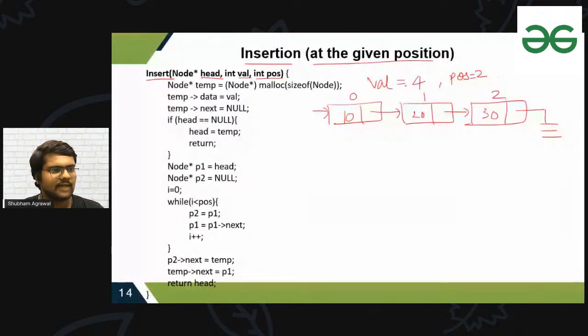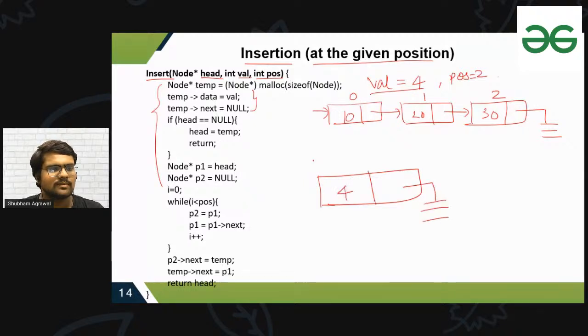So for that we have this algorithm. First we will create a new node. So this new node will be this node in which we have the val. So val is 4, so 4 will be there, and its next is pointing to null, and we have temp which is pointing to this node. Now if head is equal to null, so here head is not equal to null, so we will not go to this if condition.